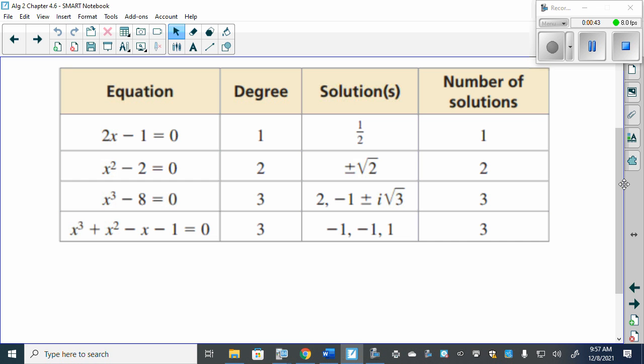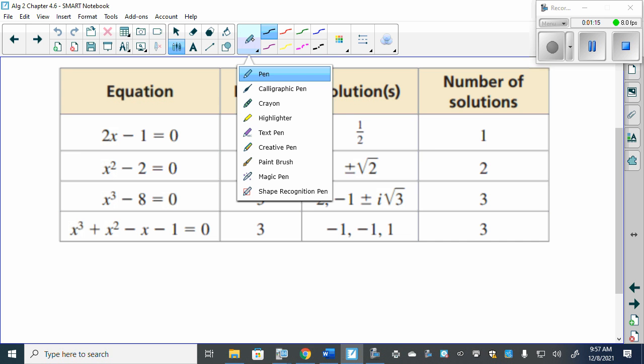So when we look at this first one here, we have 2x minus 1 equals 0. Well, the degree is 1 because the biggest exponent on the variable is 1. The solution for this is 1/2, and the number of solutions that we have is 1. x squared minus 2 equals 0 is the next one. Well, the degree is 2 because we have x squared. The solutions for this are plus or minus the square root of 2, which gives us a total of 2 solutions.